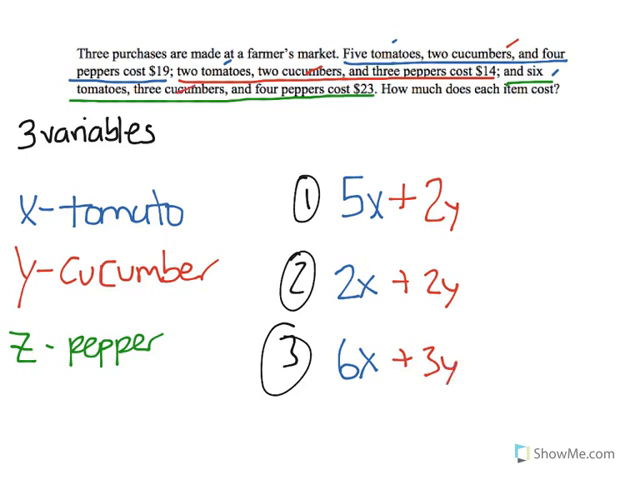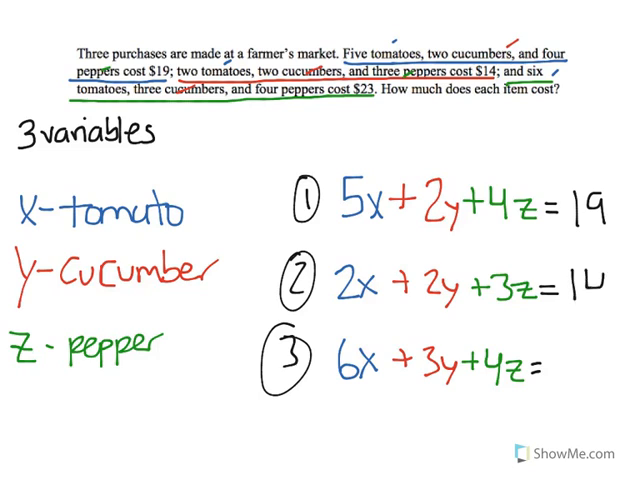And then last but not least, we're going to talk about the peppers. So plus 4z for equation 1. Those peppers are gone. Plus 3z for equation 2. And those peppers are gone. And then plus 4 more z for equation 3. And all that's left is setting those equal to those prices. So the first equation is equal to 19. Second equation was equal to 14. Last equation was equal to 23.